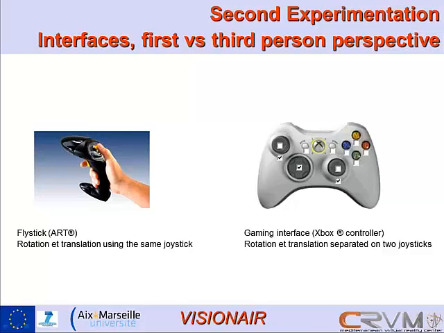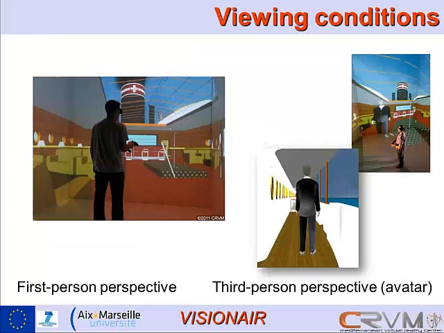And we decided to test an Xbox controller, a situation where we had two joysticks, one controlling rotation and one controlling translation, with the hope that it would reduce cyber sickness. Second idea was to test a first-person perspective. In this case, what I showed you before, the subject sees the world from his real viewpoint.